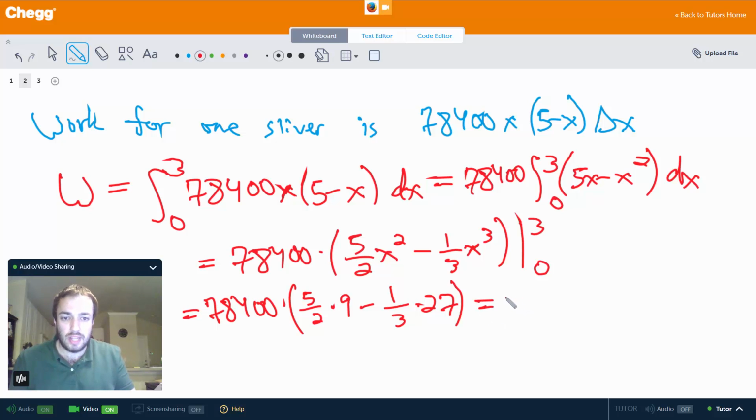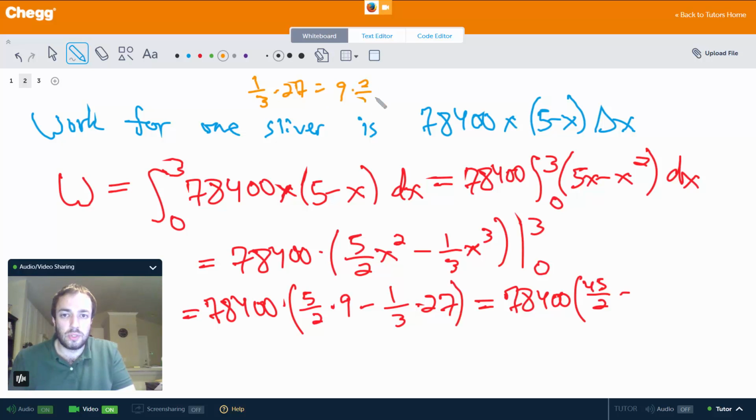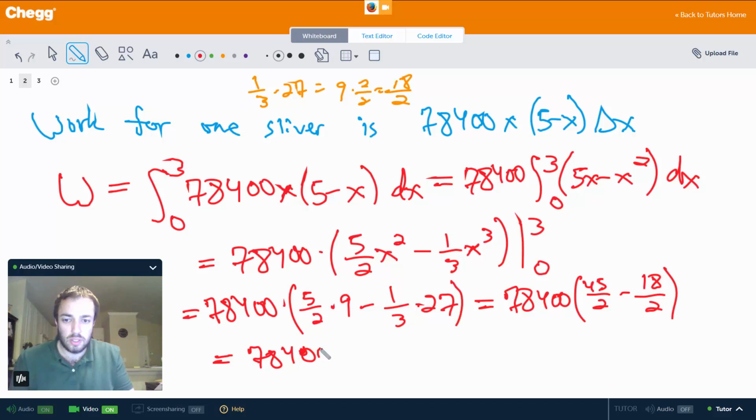So we have 78,400 times, this is 45 over 2, minus, so 1/3 times 27 is 9, and 9 times 2 over 2 is 18 over 2. So this is 45 over 2 minus 18 over 2. And then that's going to be 78,400 multiplied by 45 minus 18 is 27, 27 over 2.